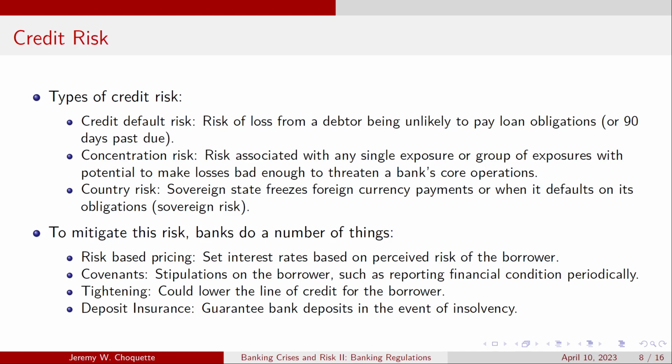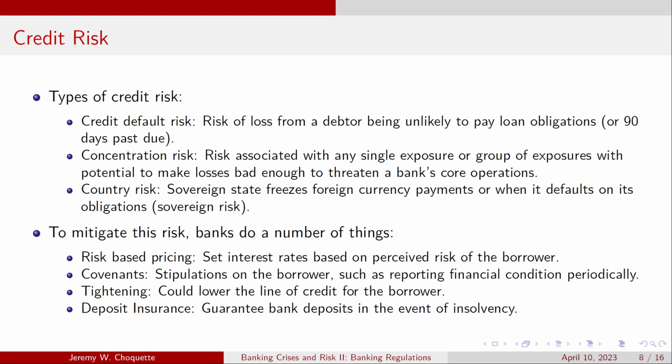Then there's country risk. Country risk is a really interesting one. It was super interesting about a year ago when Russia was removed from the SWIFT banking system. It's when a sovereign state would freeze foreign currency payments or if it defaults on any of its debt obligations, also known as sovereign risk.